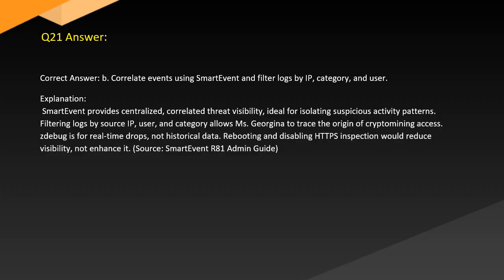Answer. Correct answer: B. Correlate events using SmartEvent and filter logs by IP, category, and user. Explanation. SmartEvent provides centralized, correlated threat visibility, ideal for isolating suspicious activity patterns. Filtering logs by source IP, user, and category allows Georgina to trace the origin of cryptomining access. zdebug is for real-time drops, not historical data. Rebooting and disabling HTTPS inspection would reduce visibility, not enhance it. Source. SmartEvent R81 admin guide.